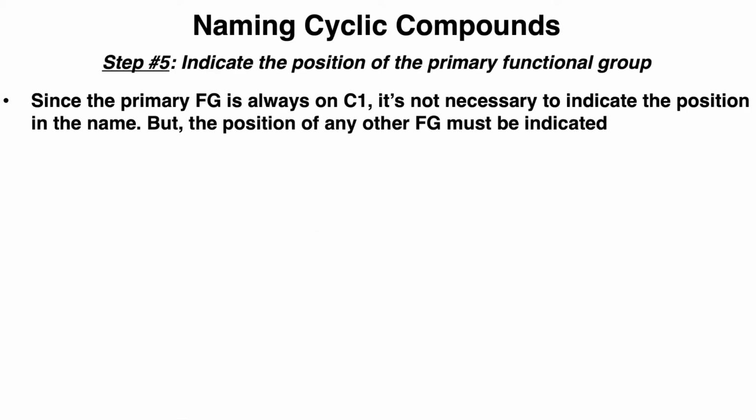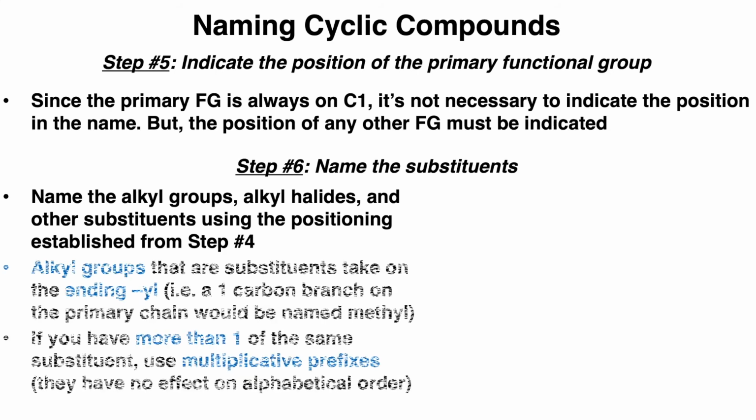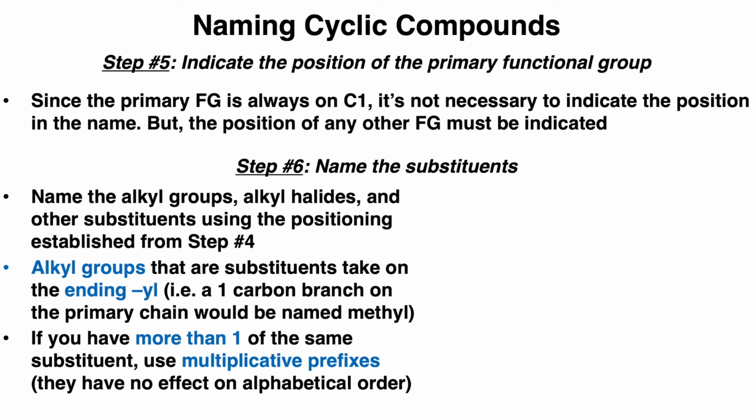Step 5 is to indicate the position of the primary functional group. But for cyclic molecules, since the primary functional group is always on C1, it's not necessary to indicate the position in the name. But the position of all of the other functional group substituents must be indicated. So step 6 is to then name the substituents. Alkyl groups are substituents that take on the ending yl. And if you have more than one of the same substituent, remember to use multiplicative prefixes, which again have no effect on alphabetical order.